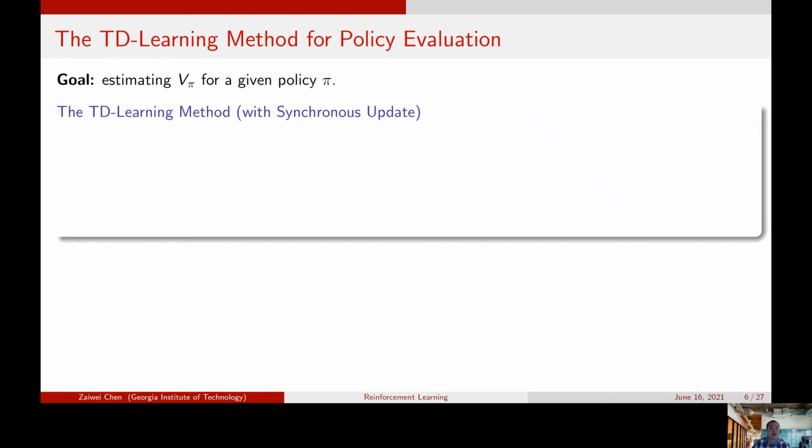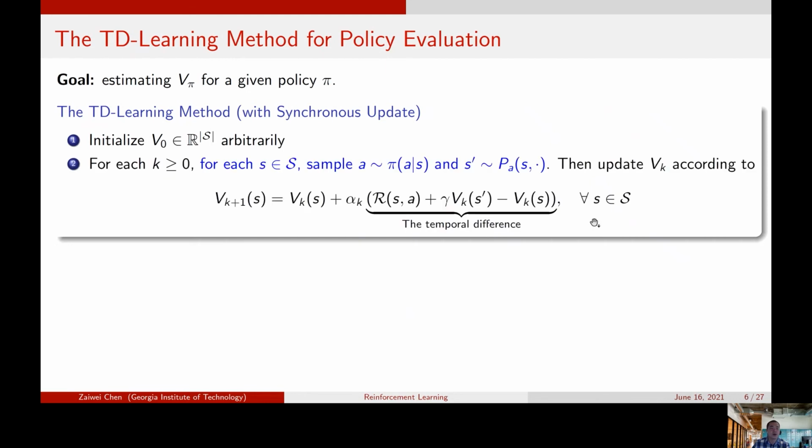We next present the TD learning method with synchronous update. I will explain later what synchronous means. So the TD learning method is an iterative algorithm. We first initialize v0 arbitrarily. Then, for each k greater or equal than 0, in each time step, for each state s, we sample an action based on the target policy we want to evaluate, and then sample a transition from the underlying system dynamics. Then the corresponding entry of the vector valued iterate vk is updated according to the formula here.